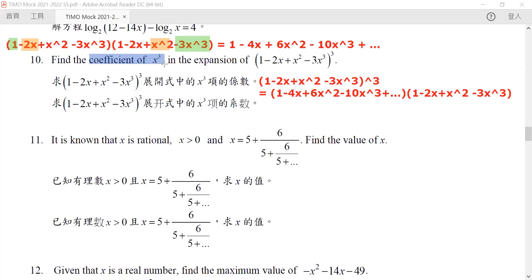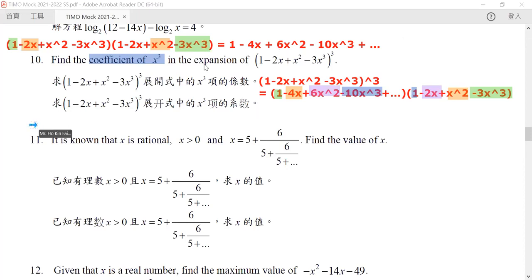So again, how can we get our x to the power 3? There are 2 ways of doing this. There are actually 4 ways of doing this. One is our -10x to the power 3 multiplied by our 1. The other is, of course, our x cubed on the other side multiplied to our 1. And then we also have our -4x multiplied to our x squared. Or finally, we have our -2x multiplied to our 6x squared. So these are all the combinations that you can get. So let us write it all out.